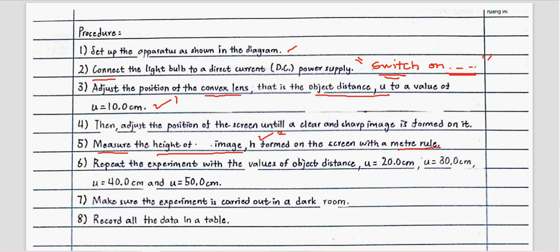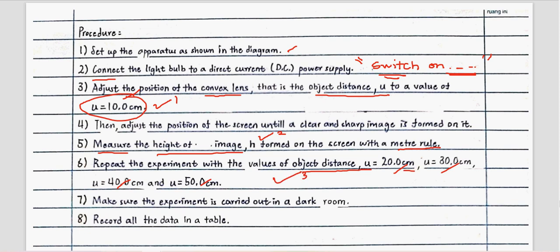Okay, so this is mark number 2 for the procedure. Maksudnya your responding variable. Repeat experiment with the value of object distance u. Okay, I will count this. There should be altogether 5 readings of the manipulated variable. So 10 cm is the first reading. So 1, 2, 3, 4, 5. So like this can give mark number 3.